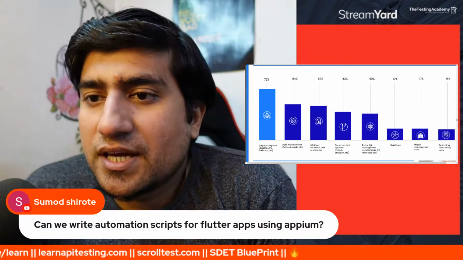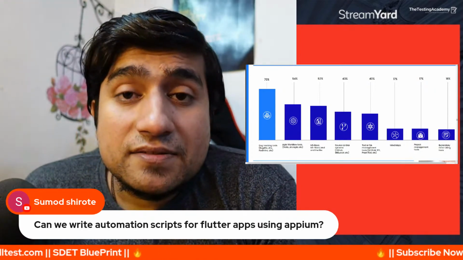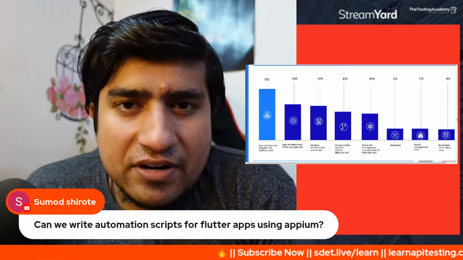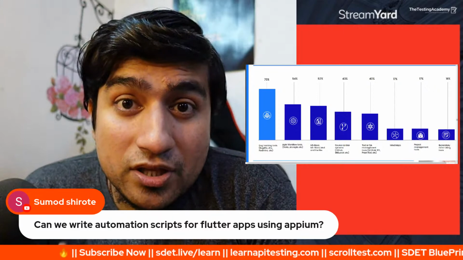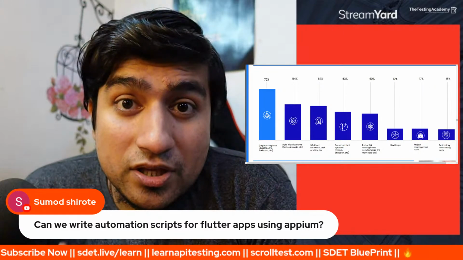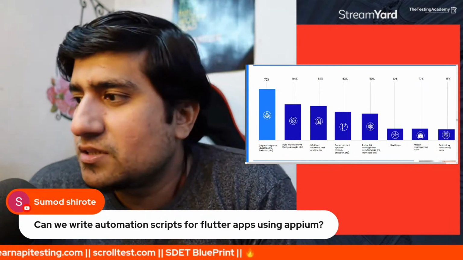Okay, so Sumod is asking, can we write automation scripts for Flutter apps using Appium? I think there's a Flutter Appium driver. I haven't used it, I have heard about it. Sumod, you can try it out. Let me know in the comments what you think about it. Flutter Appium driver, I think that's the name.